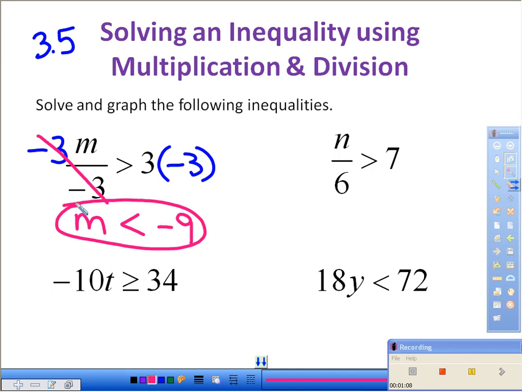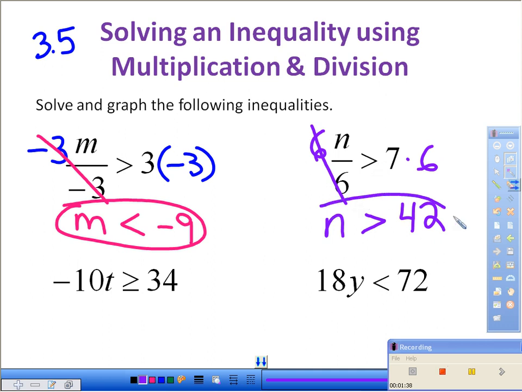In this next example over here on the right, n divided by 6 is greater than 7. To undo dividing by 6, we're going to multiply each side by 6. So our 6's cancel out. We're left with n. On the right side, 7 times 6 is 42. Now this time we did not multiply by a negative number, so we keep the inequality symbol the same as it was in the original problem. n is greater than 42.